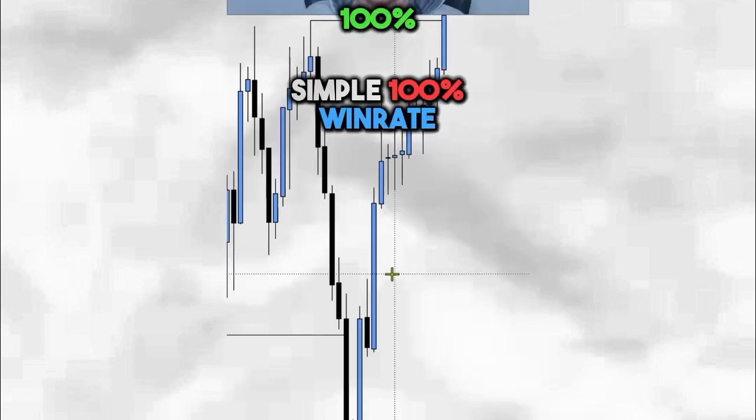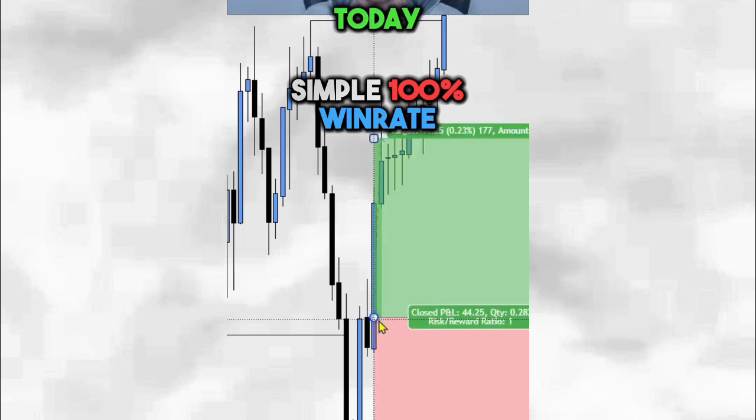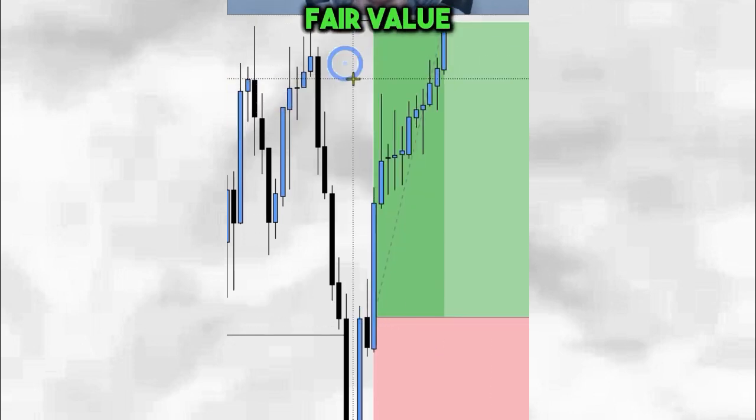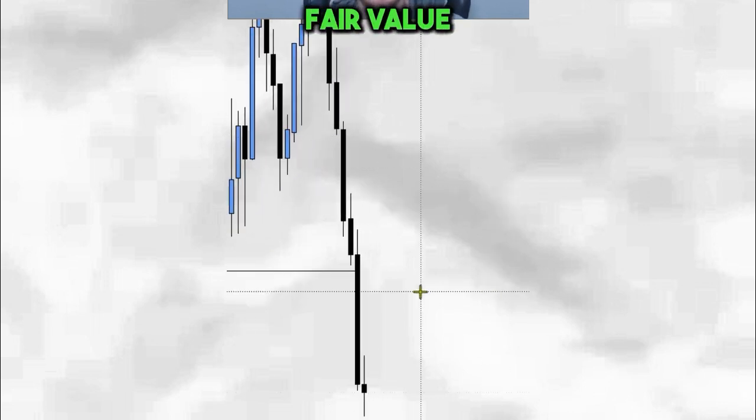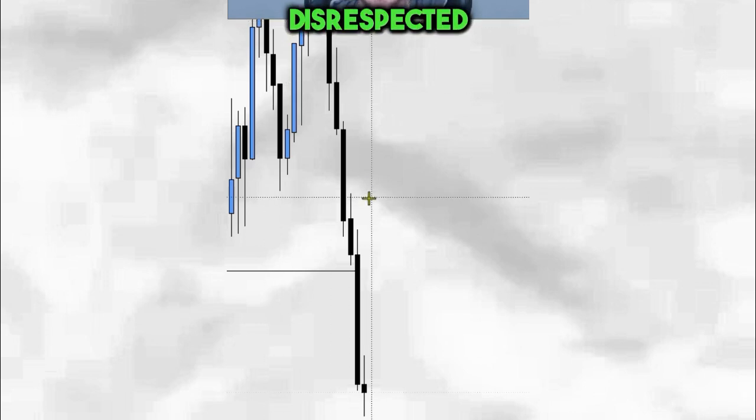A 100% win rate is what I had today, and all I trade with is simply fair value gaps and liquidity in the market. I don't use fair value gaps how you have probably been taught to use fair value gaps, because that is simply the incorrect way to use them. What you should really be doing instead of shorting a bearish fair value gap is waiting for the bearish fair value gap to be disrespected and inversed.